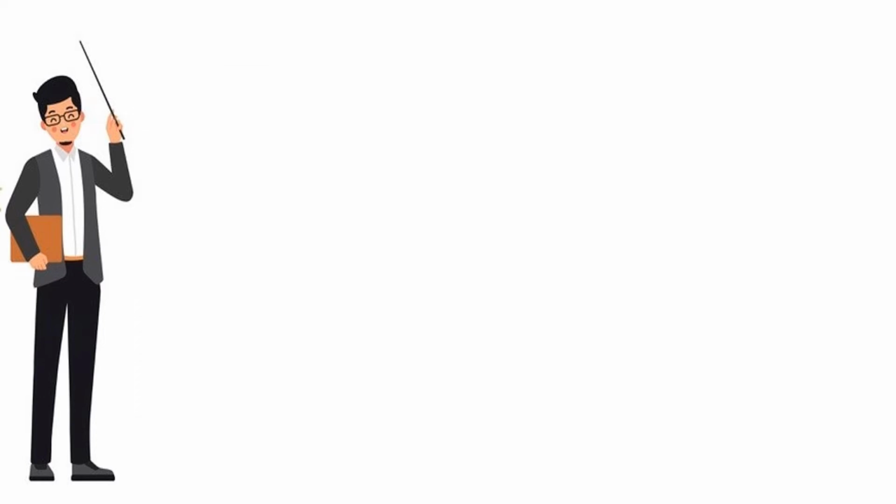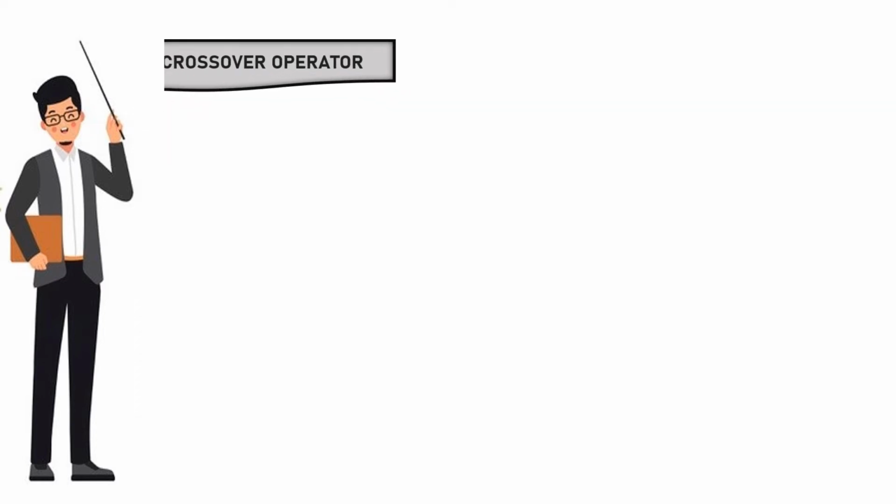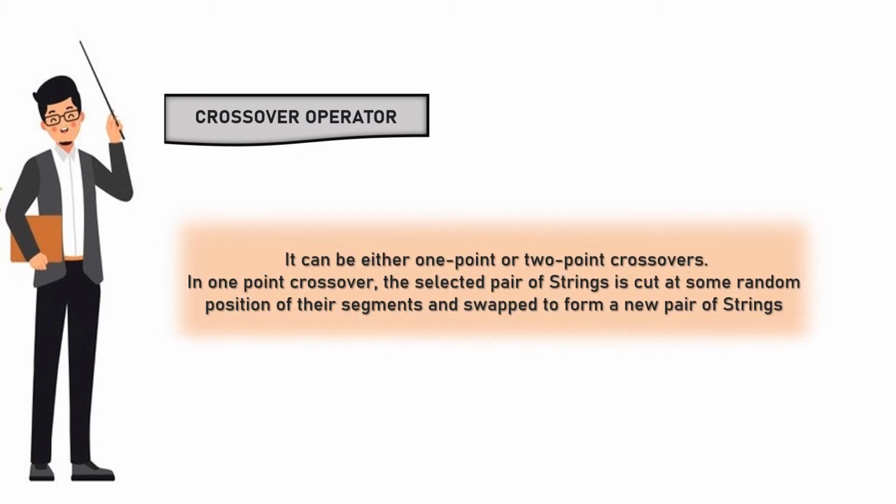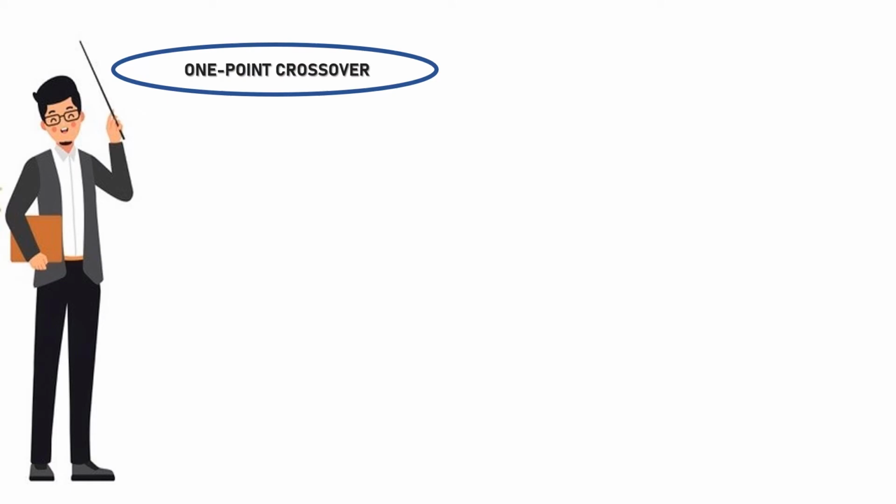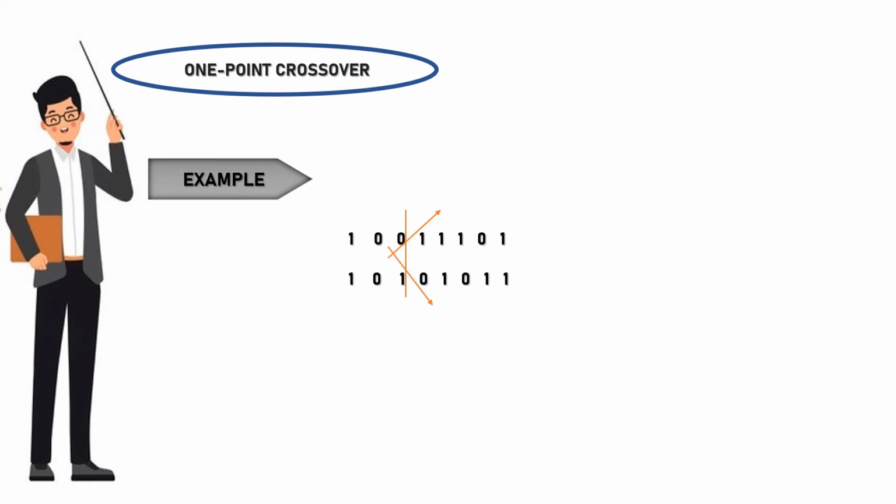The next operator is the crossover operator. It can be either 1-point or 2-point crossovers. In 1-point crossover, the selected pair of strings is cut at some random position of their segments, and swapped to form a new pair of strings. Let's take an example. Here we are cutting the strings at 1 point and crossing over the segments. That gives us new value.